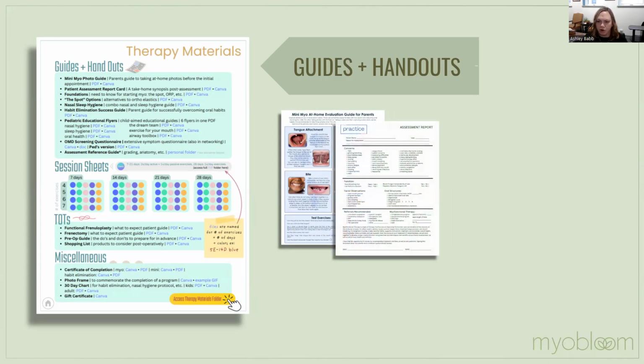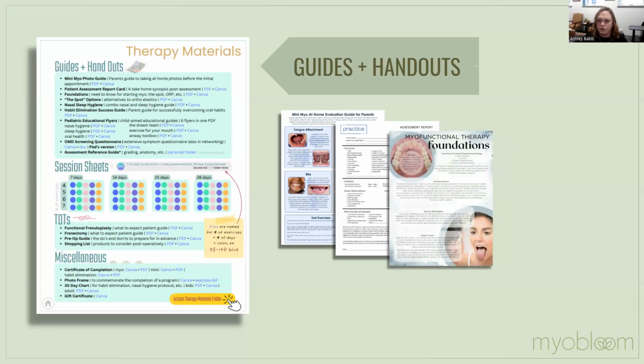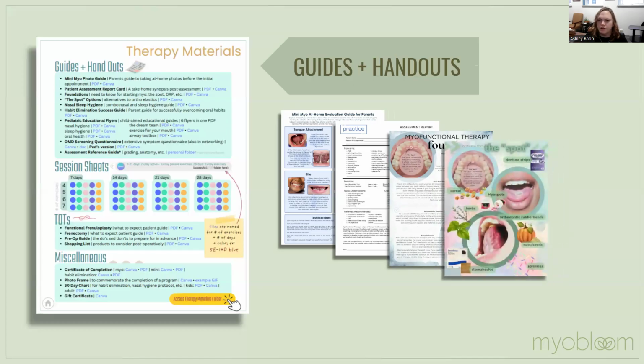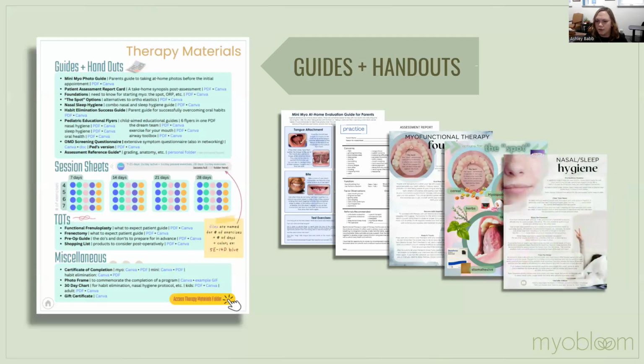This is an assessment report card for the patient to take home with some info about what was observed and what's recommended. This could potentially replace a standard report if you're not into writing reports. Foundation, this goes over the Myo basics. I do this with everybody who's starting a program. It talks about the spot, making sure you use a mirror and your checkoff sheet, and to make sure that you communicate if you're behind on exercises to make sure that they're really getting the full benefit of therapy. Spot options, if you or your patient like to deviate from the standard orthoelastic, and a nasal sleep hygiene sheet.